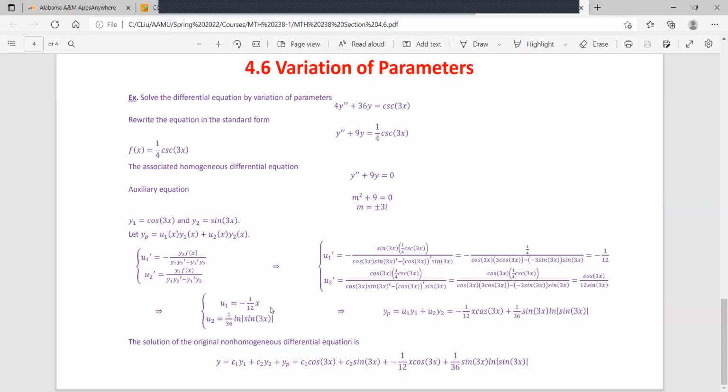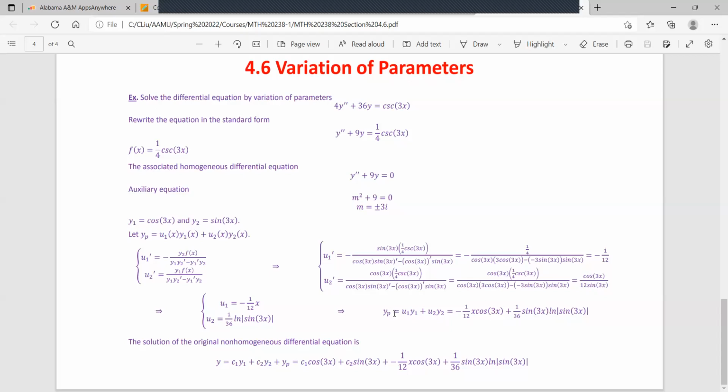So plug in these two functions into yp. So we got yp equals u1 y1 plus u2 y2. So that's negative 1/12 x times cosine 3x plus 1/36 sine 3x times the natural log of the absolute value of sine 3x. Okay.